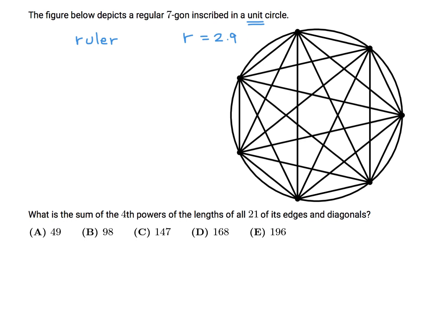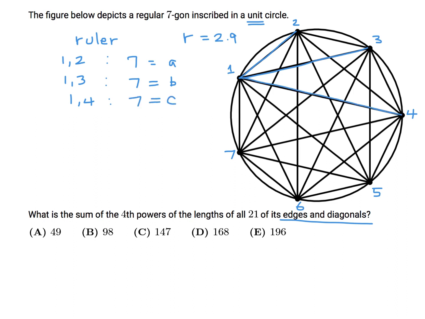Now, these edges and diagonals, first let's list them. The ones that are adjacent, meaning, for example, between points 1 and 2. This is point 1, this is point 2, 3, 4, like that. Let's just label them all the way to 7. The ones that are between 1 and 2, there are 7 of them, and I'll call that A. We'll measure them in a few minutes. The ones between 1 and 3, something like this, there are 7 of those, and we'll call that distance B. And the ones between 1 and 4, there are 7 of those, and we'll call those C.